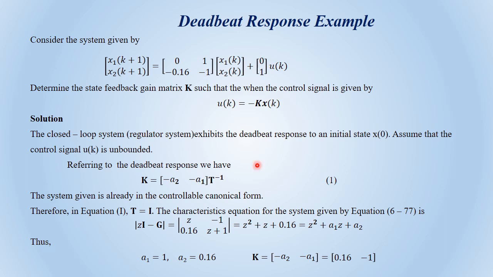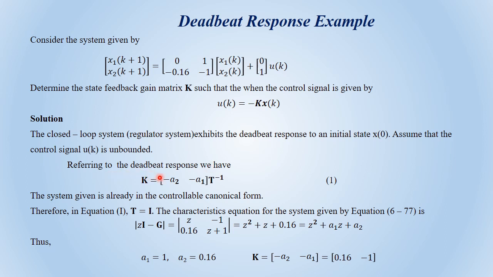For a second order system, we have to determine the state feedback matrix K such that the control law is given by u of k is equal to minus K x, and the system will exhibit a deadbeat response. When we say the system exhibits a deadbeat response to initial state x of 0, we assume that the control signal u of k is unbounded and the values of alpha 1 and alpha 2 will be 0, because the desired characteristic equation is z square only.